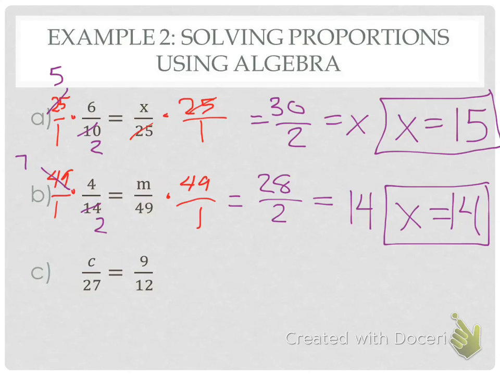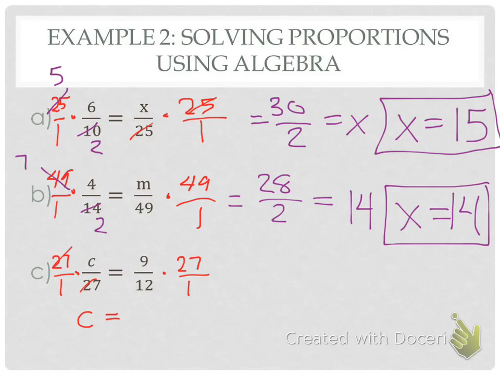Like on C. I have C over 27 equals 9 over 12. Does it change the way that I solve? No, it doesn't. What do I need to multiply by to get C by itself? 27. Whatever side that variable's on, I have to get everything else to the other side. Multiply both sides by 27. That cancels it out, and I'm left with C equals, and I have 27 over here.